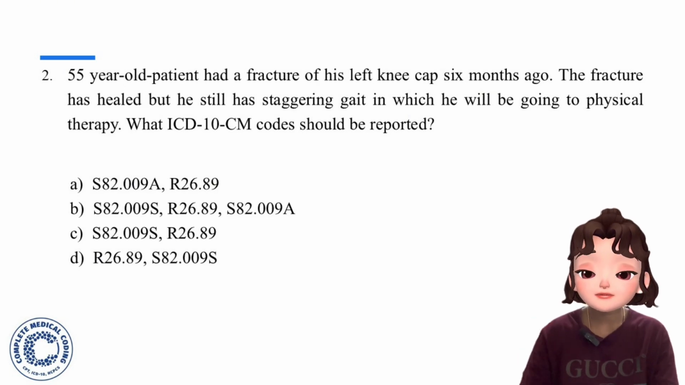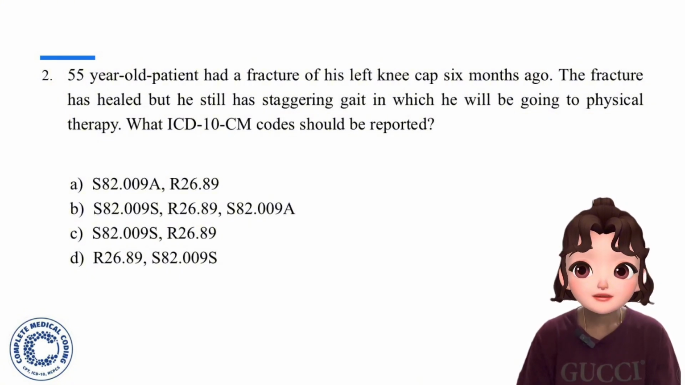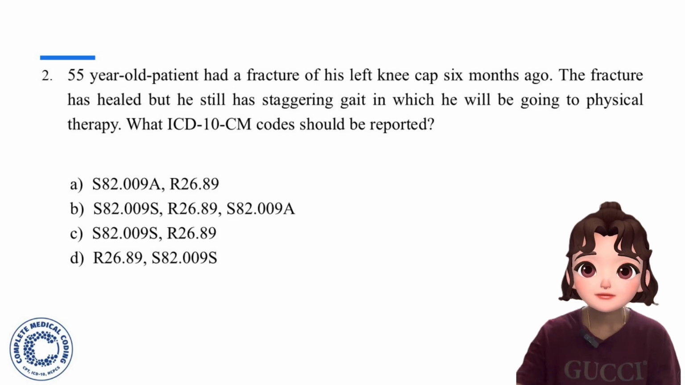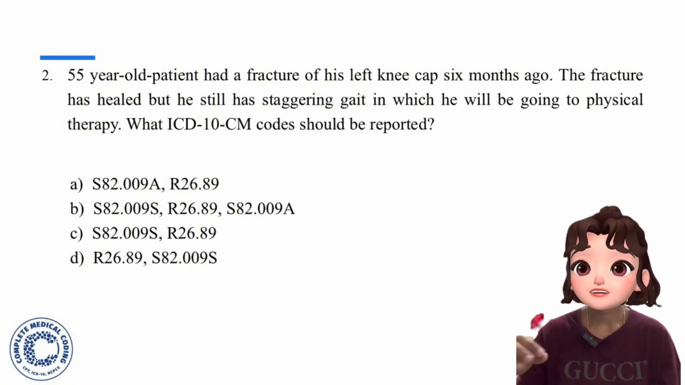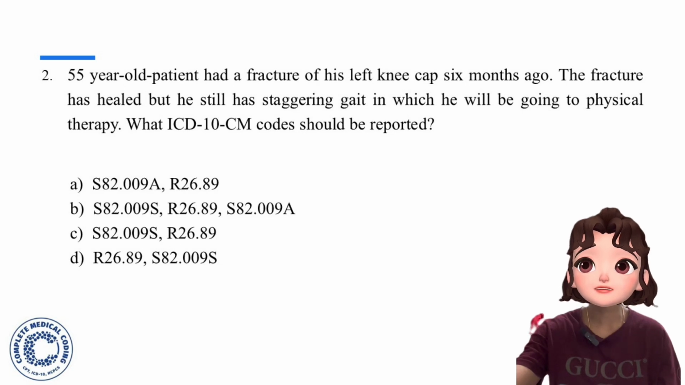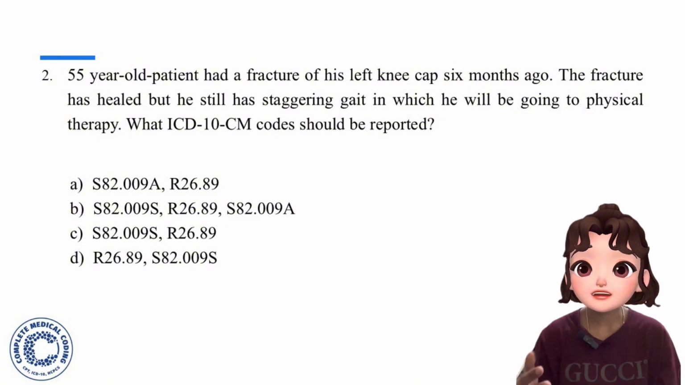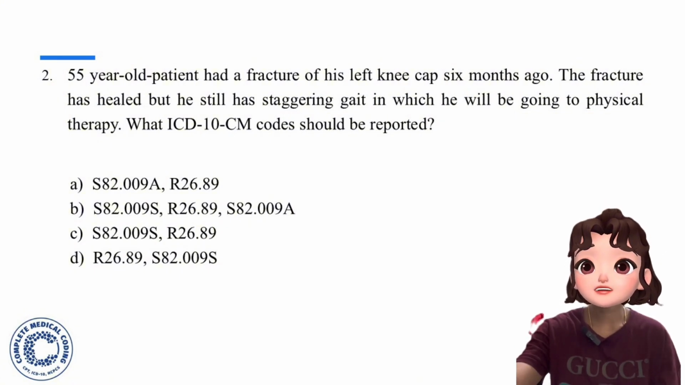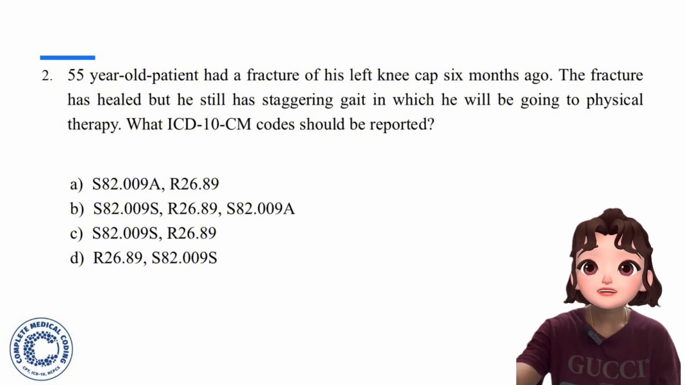R26.89. What is R26.89? Other abnormalities of gait and mobility. Here because of this fracture, he is taking physiotherapy, and then he is staggering, right?